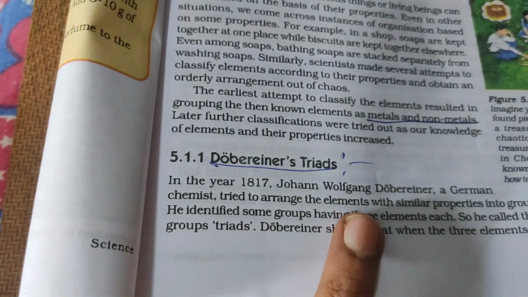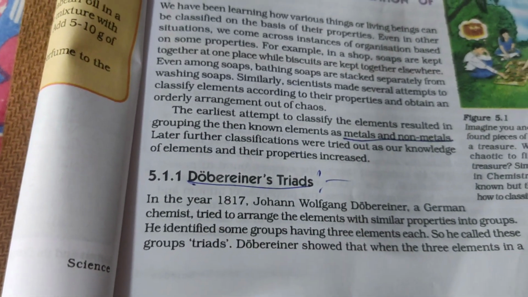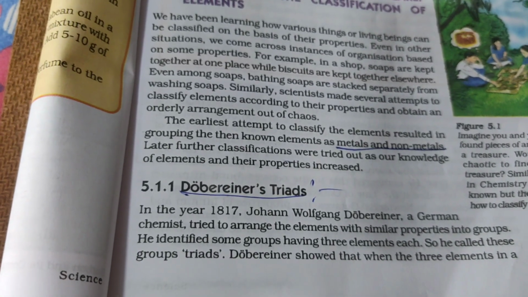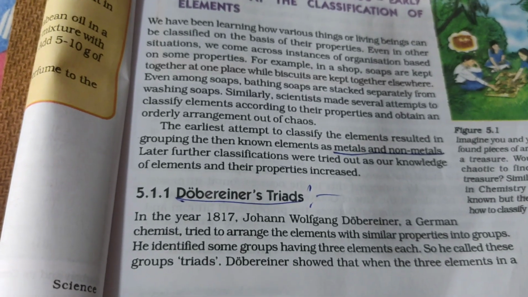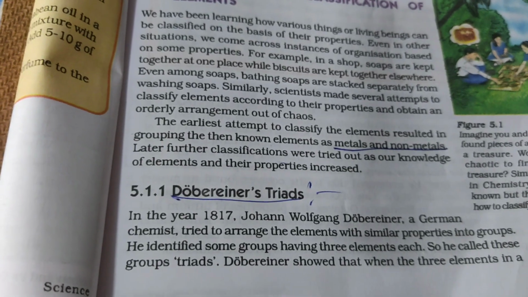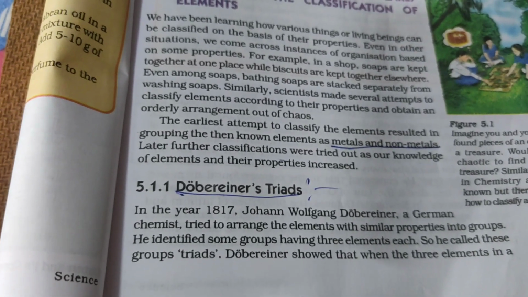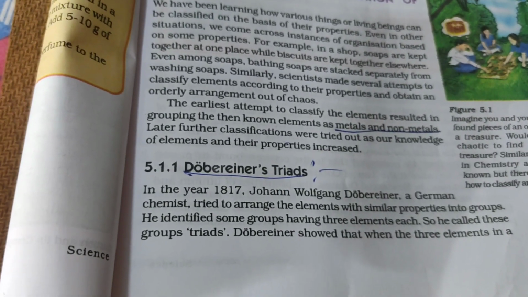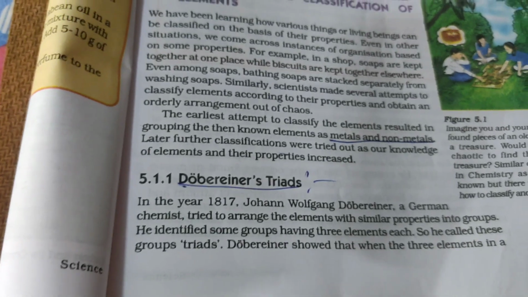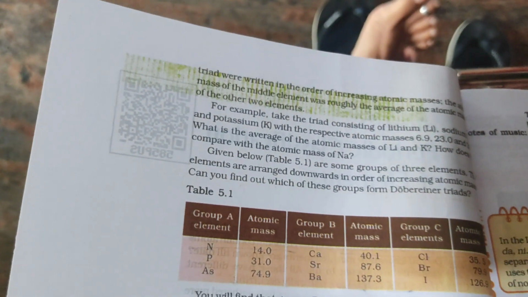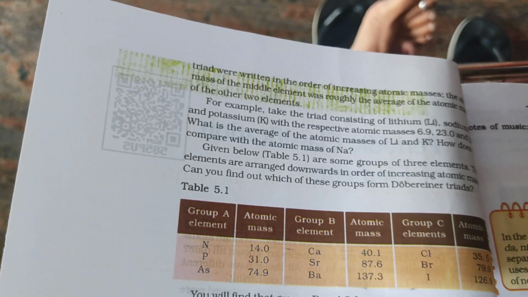First is Dobereiner's triads of elements. In the year 1817, Johann Wolfgang Dobereiner, a German chemist, arranged the elements in groups according to similar properties. Triads means three. So he grouped elements into sets of three having the same properties. He showed that when three elements are arranged, they are written in order of increasing atomic masses.